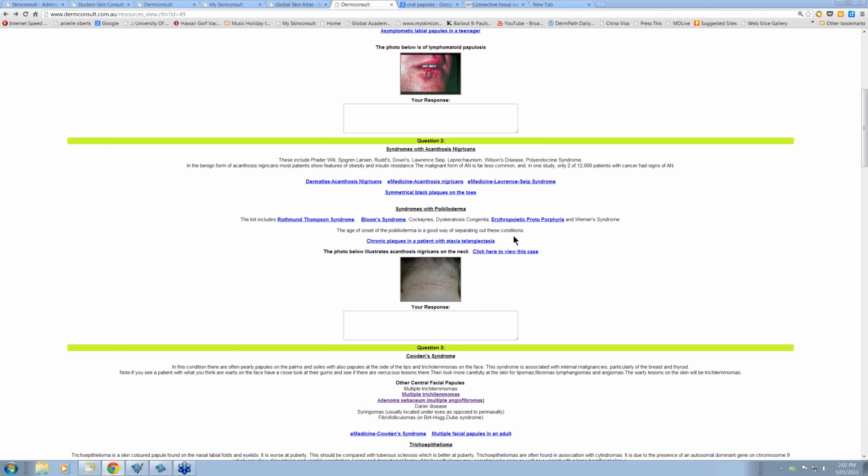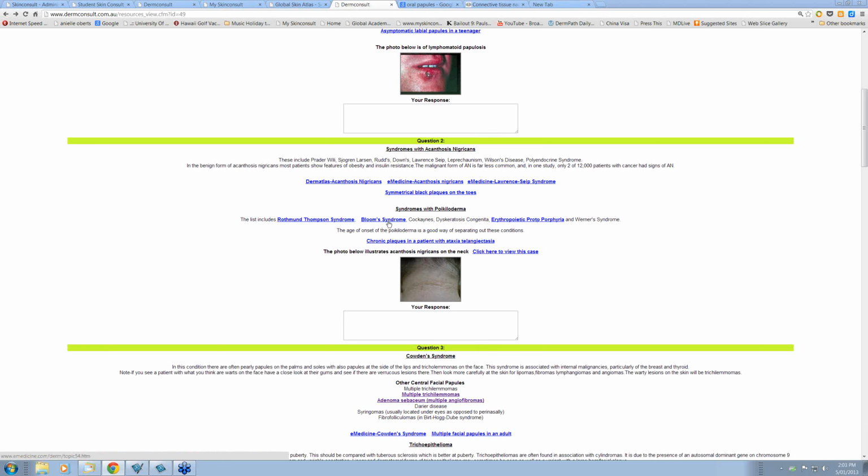The other condition you need to think about is erythropoietic protoporphyria. That's when they get blistering when they're out in the sun, little blisters, particularly over the nose and the forehead, and they're left with scarring in those areas as well.